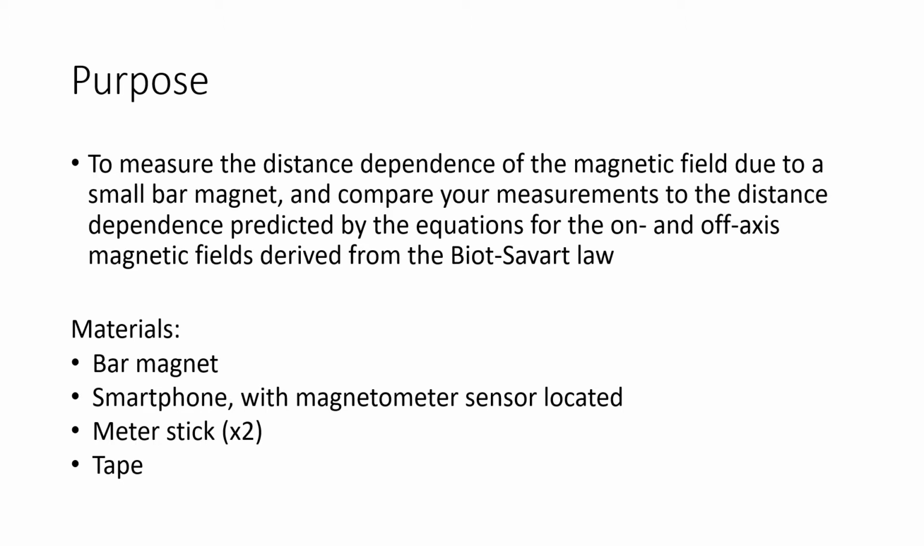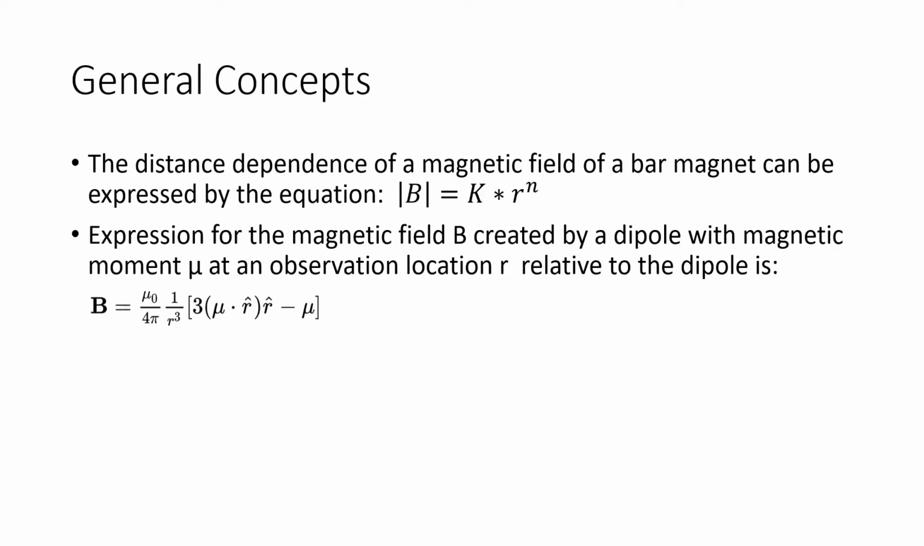The purpose of this lab was to measure the distance dependence of a magnetic field due to a small bar magnet, and then compare those measurements to the distance dependence predicted for on and off axis magnetic fields derived from the Biot-Savart law. For this, we needed a bar magnet, a smartphone with the magnetometer sensor, a meter stick, and some tape. Here are the general concepts we need to know about for this lab.